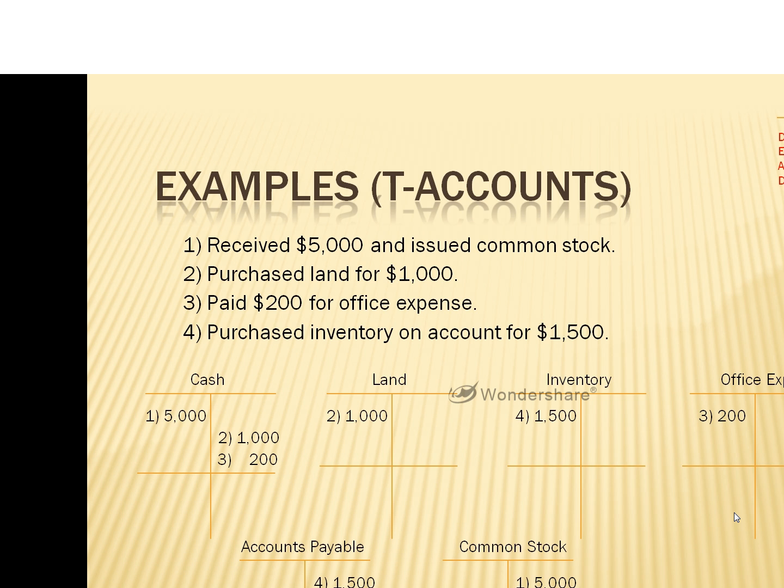Now to total our T accounts and see what our ending balance is, we draw a line under the last transactions, and then we can total them. If we take $5,000 worth of cash minus the $1,000 that we spent on land, minus $200 that we spent on office expense, our new balance of cash is $3,800. We can continue through this for the other accounts, and you can see that we can designate each balance of our T account. Now we could take this information and create reports from this point.